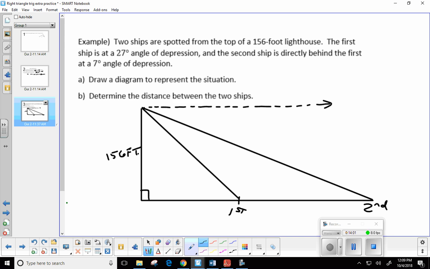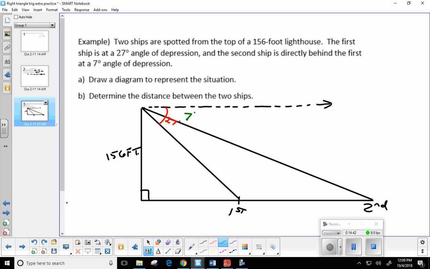So how far did I have to rotate down to get to the first ship? That was 27 degrees, right? So these 2 angles here would be 27 degrees. But now, because the other ship is further out, I didn't have to rotate down as much to get to it. What was it? It was 7 degrees. So this guy right here would be 7 degrees. So you see how those angles are starting outside of the triangle this time? Everybody okay with how I set it up? Did anybody happen to come up with something very similar? Okay. That's all right.